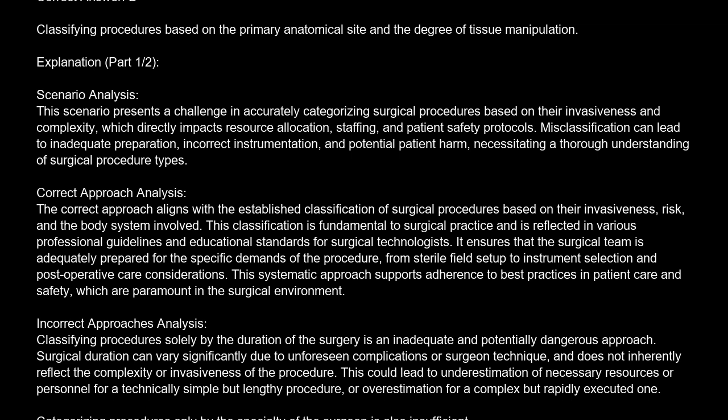Incorrect approaches analysis. Classifying procedures solely by the duration of the surgery is an inadequate and potentially dangerous approach. Surgical duration can vary significantly due to unforeseen complications or surgeon technique, and does not inherently reflect the complexity or invasiveness of the procedure. This could lead to underestimation of necessary resources or personnel for a technically simple but lengthy procedure, or overestimation for a complex but rapidly executed one.